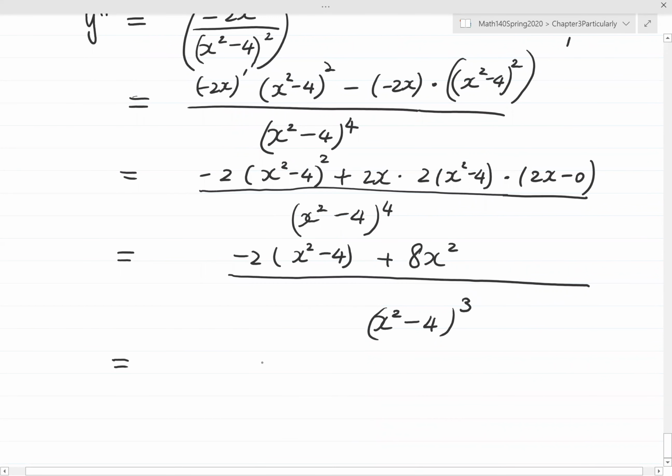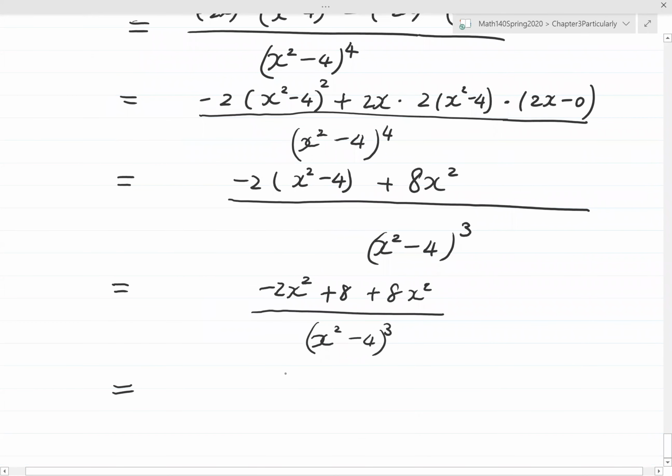So this will be negative 2x squared plus 8x squared over x squared minus 4 cubed. And then this will be 8x squared minus 2x squared, so 6x squared plus 8 over x squared minus 4 cubed.